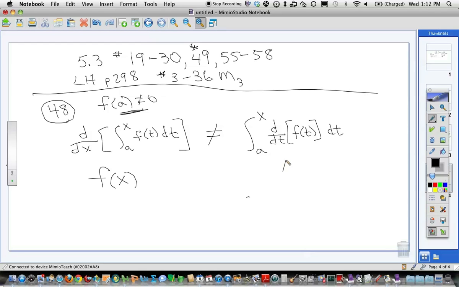So let's think about notation here for a minute. In essence, this is saying that if you do the derivative of the antiderivative, that's not the same as doing the antiderivative of the derivative. In other words, they're saying the order matters, right? That's kind of what this is saying. Well, let's not think about it notation-wise for a minute.